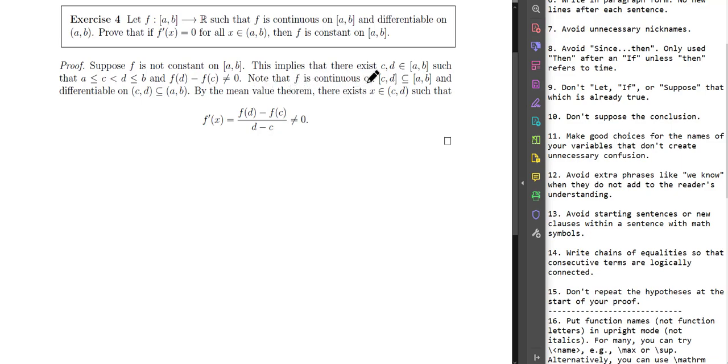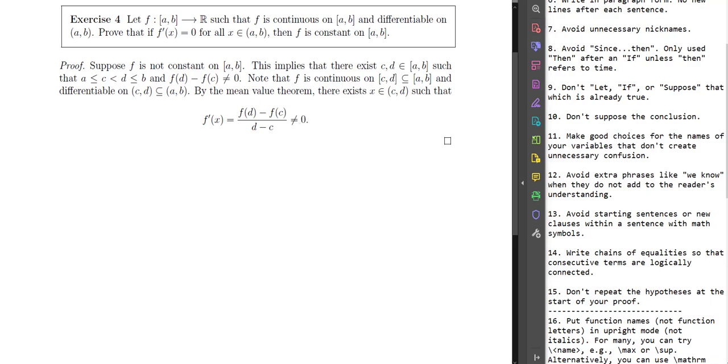Note that f is continuous on the closed interval [c, d] contained in the closed interval [a, b], right? So yeah, if you know you're continuous on the entire closed interval and you take some subinterval, it will still be continuous. And it's differentiable on the subinterval as well for the same reason. Okay, so now we know it's continuous on closed [c, d], differentiable on open (c, d), so we want to apply the mean value theorem. By the mean value theorem, there exists x in (c, d) such that f prime of x is equal to the difference quotient, which is not equal to 0.